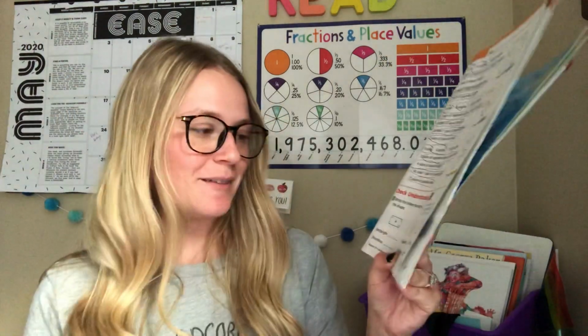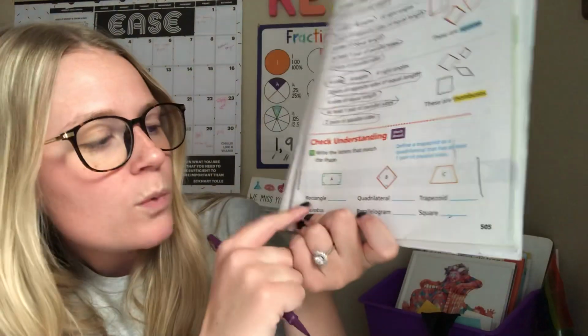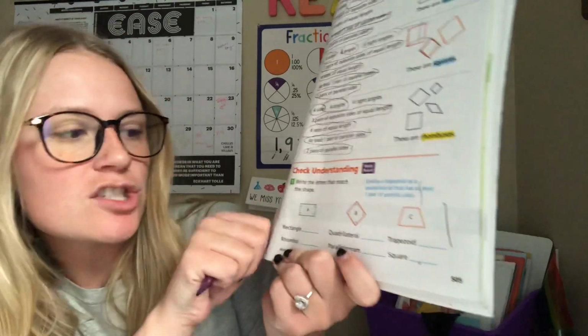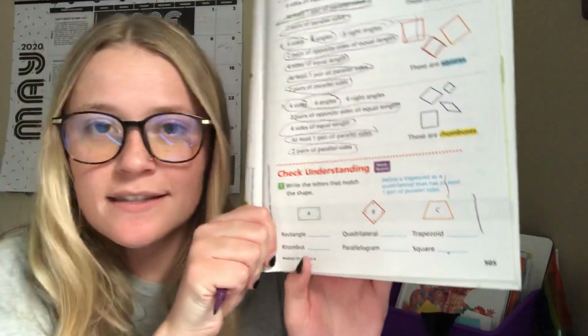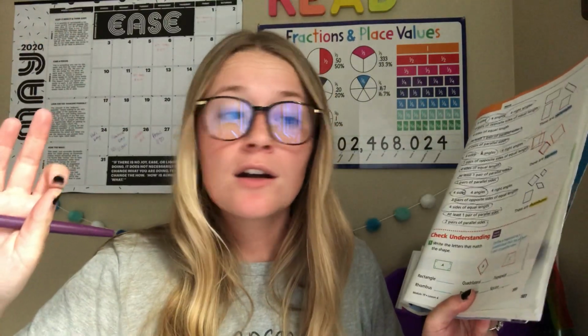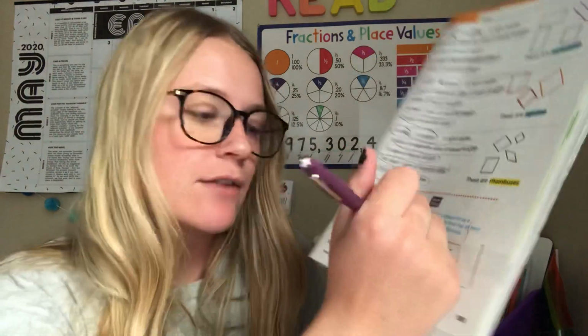Okay. Number 1, write the letters that match the shape. Oh, okay. This is gonna be good. So we have to say what's a rectangle, a rhombus, a quadrilateral, a parallelogram, a trapezoid, and a square. Now, right off the bat, all of these shapes have 4 sides, right? So they are all going to be a quadrilateral. The only defining attribute for a quadrilateral is that it has to have 4 sides and 4 angles. All of these shapes meet that requirement.